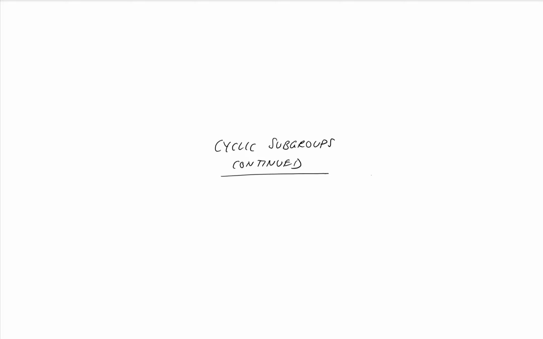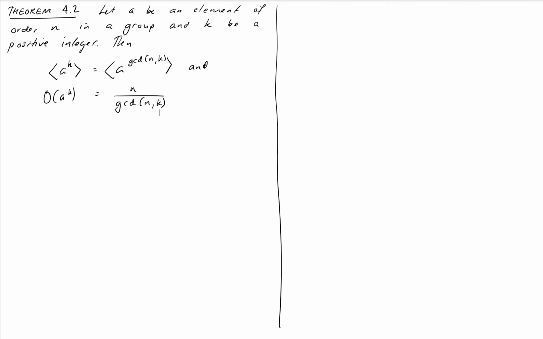If you take two cyclic subgroups with different generators, how do you know whether or not they generate the same thing, and is there a way of telling this? The answer is yes, there is, and we're going to dive in and look at some theory that helps us with this question. Okay, so here is our theorem.